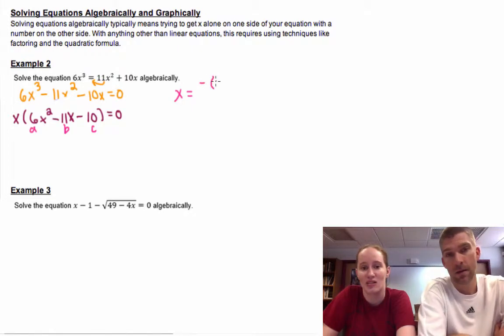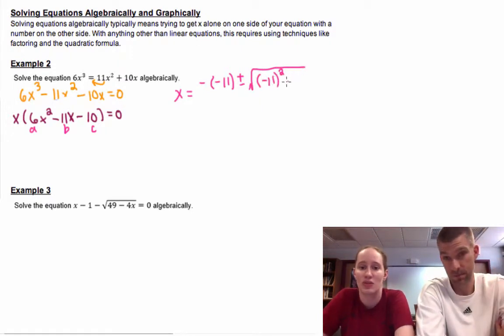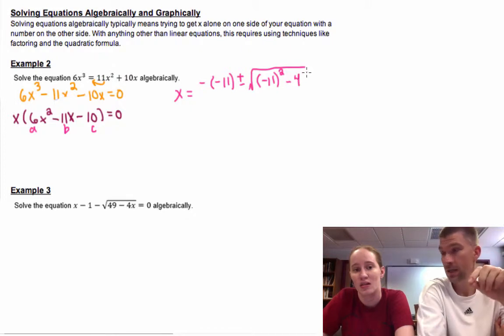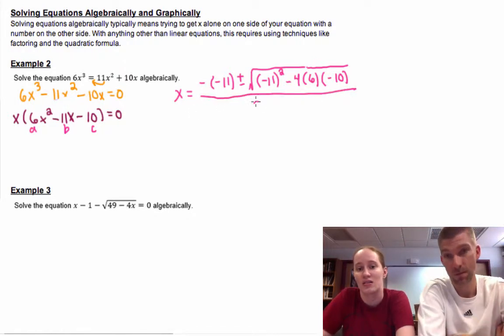X equals negative B plus or minus square root of B squared. That's a negative 11 squared, by the way. Make sure you put it in parentheses. Like if you punch it into your calculator, negative 11 squared, you get negative 121. That's not correct. But if you punch it into your calculator, parenthesis, negative 11, parenthesis squared, you get positive 121, which is totally different.